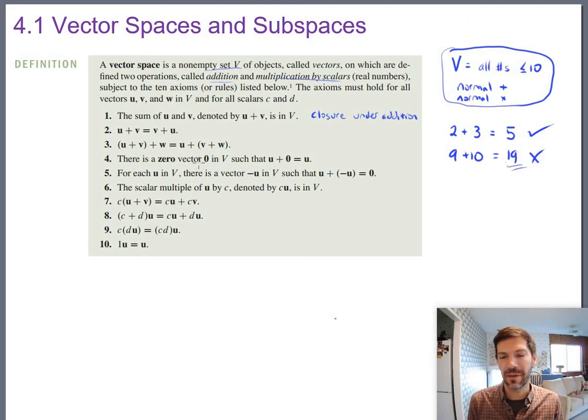It passes the next couple, by the way. Addition is commutative. So u plus v equals v plus u. That would be true for my little set. And addition is associative. If you're adding three things together, it doesn't matter which order you add them in. That would have also been true for my little set over here. 4 says there's a zero vector. Some object from the set that when you add it to any other object in the set, you get that same object back. That would also be true for my definition. I have a zero vector, happens to be the number 0. 0 plus any number in the set still makes that number in the set.